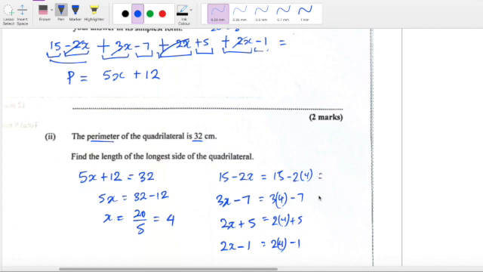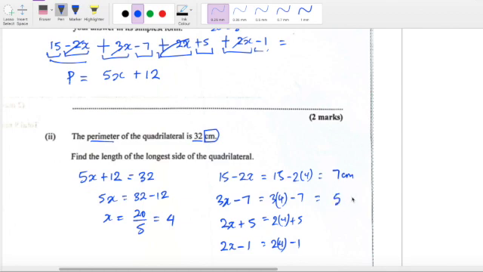And so this one is 15, 4 2s are 8, so that'll be 15 minus 8 is 7 centimeters. Once they include units, you should include units as well. That is important. Every mark is important, and you can lose marks for units. 4 3s are 12 minus 7 is 5.